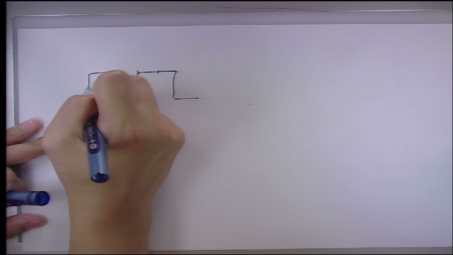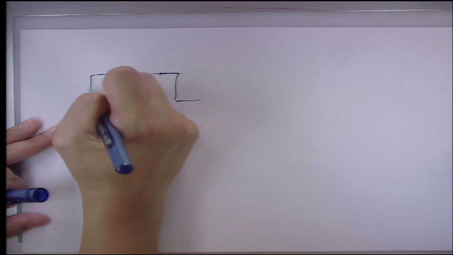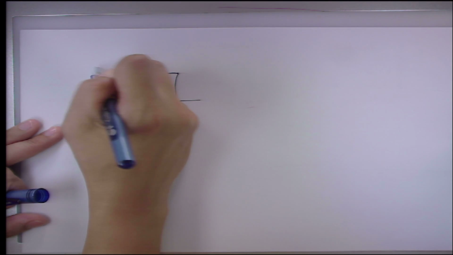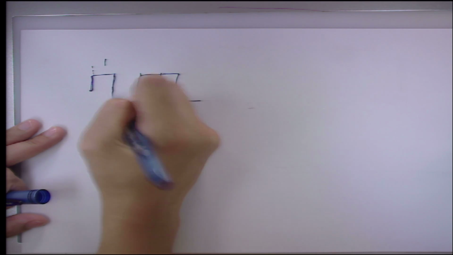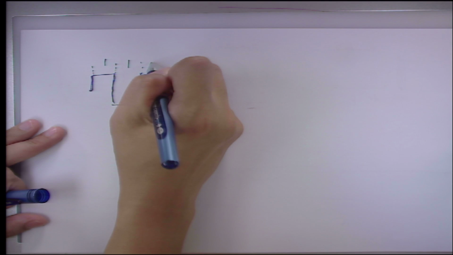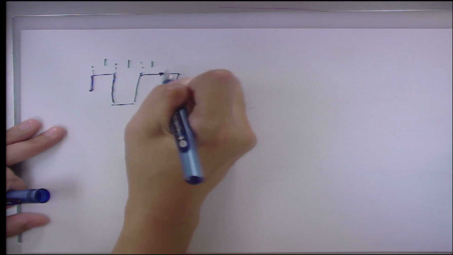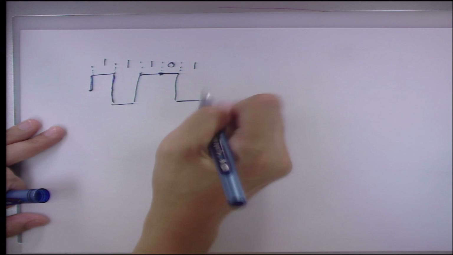Okay, now let's decode. Suppose at first you start here. If you want to decode this, there is a transition here, so this is bit 1. There is a transition here, so this is bit 1. There is a transition here, so this is bit 1. There is no transition here, so this is bit 0. There is a transition here, so this is bit 1. If there is no transition here, this is 0.